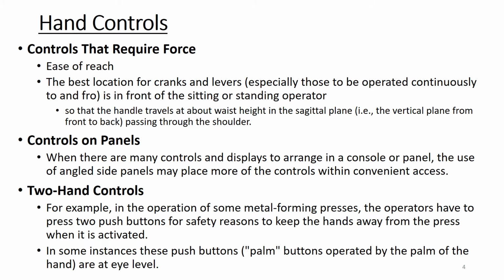And two-hand controls, for example in a metal forming process, the operators have to press two buttons for safety reasons and to keep their hands away from the press when it is activated, to avoid accidental pressing. In some operations like metal forming, two-hand controls are given. In some instances, these push buttons are operated by the palm of the hand and are placed at eye level.